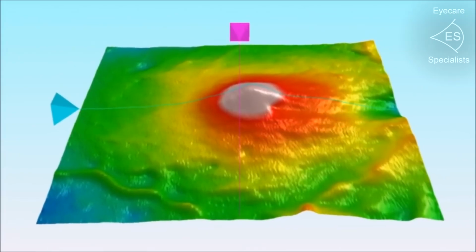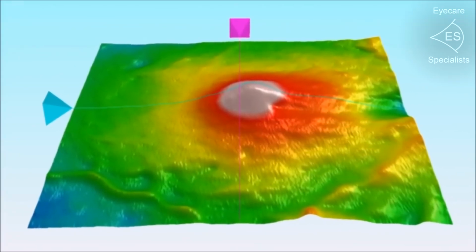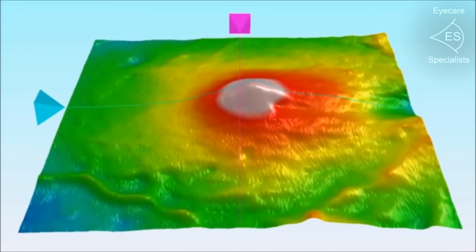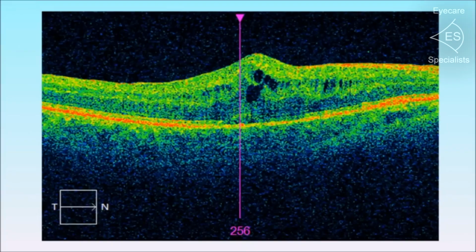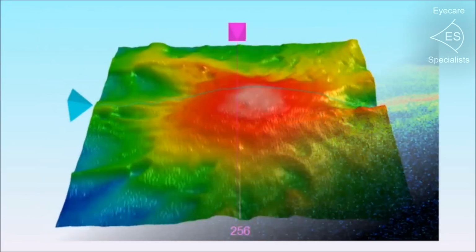This 3D scan shows a blister of intraretinal fluid that has occurred following cataract surgery. The location of the fluid is shown clearly on the 2D OCT section. We treated this condition with steroid eye drops until a normal retinal profile returned.